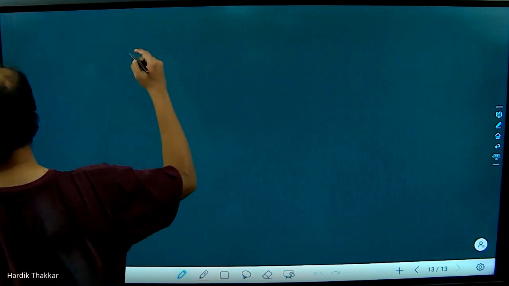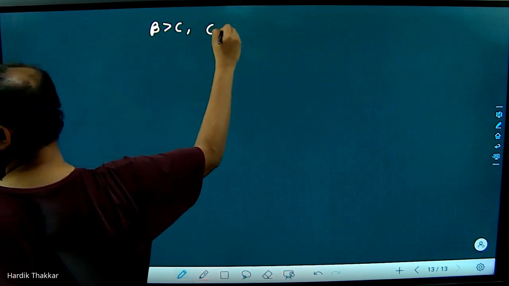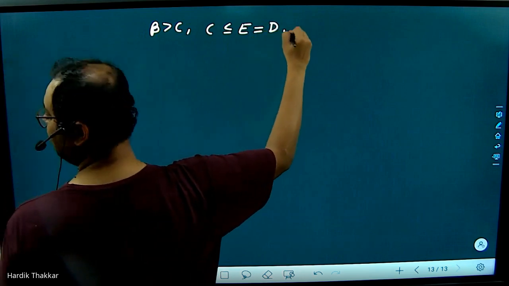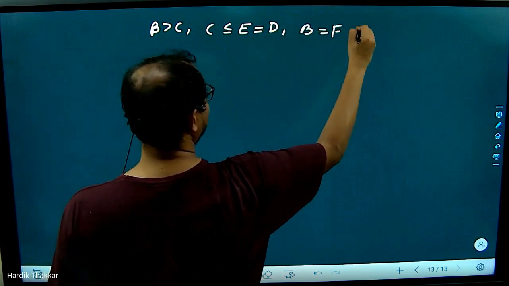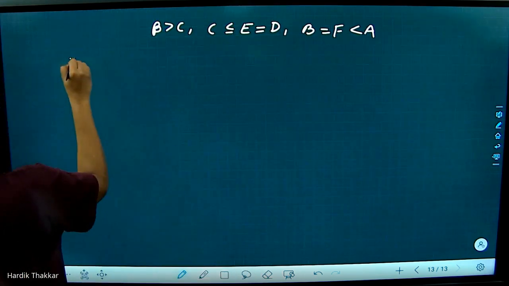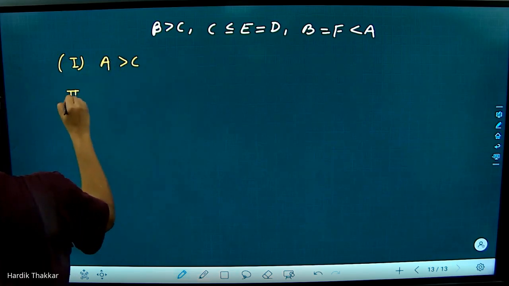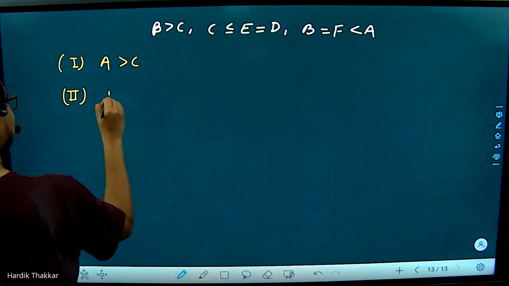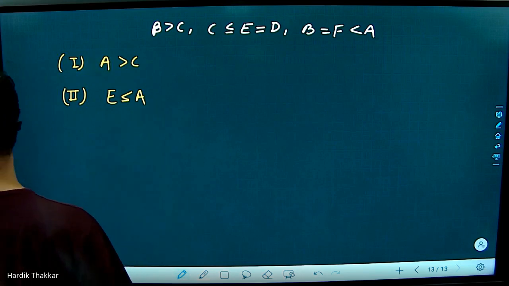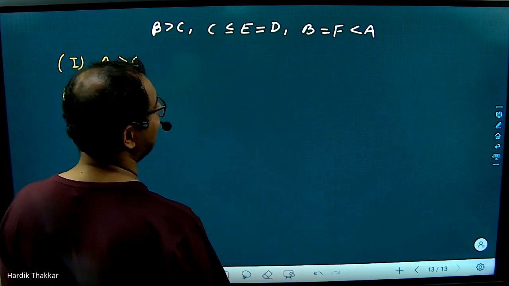The third question says that the statement is B is greater than C, C is less than or equals to E, which is equals to D, and B is equals to F, which is less than A. Okay. Now the first conclusion is A is greater than C, and the second conclusion is E is less than or equals to A. So let's check with the situation A and C. So how A and C are related.